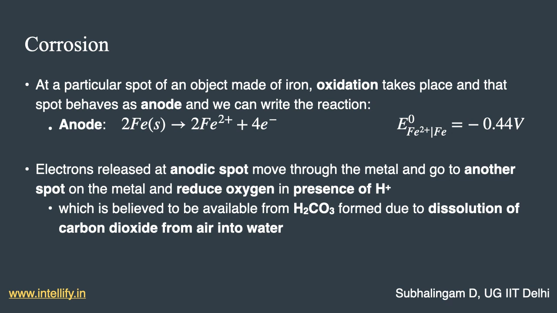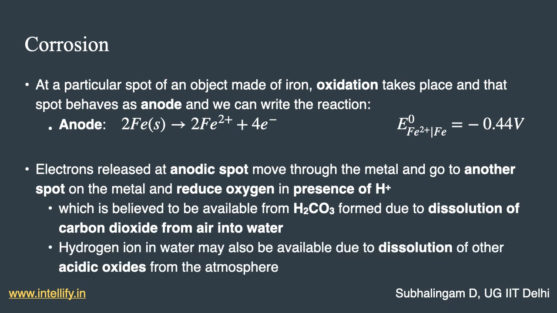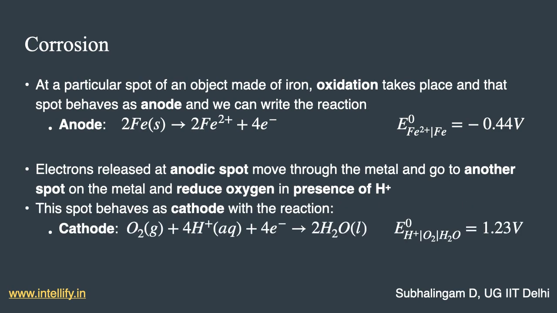And where is H+ coming from? It is believed to be available from H2CO3 formed due to dissolution of carbon dioxide from air into water. Hydrogen ion in water may also be available due to dissolution of other acidic oxides from the atmosphere. This spot behaves as cathode with the reaction O2 plus 4H+ plus 4 electrons giving 2H2O. So we have one reaction each for anode and cathode.